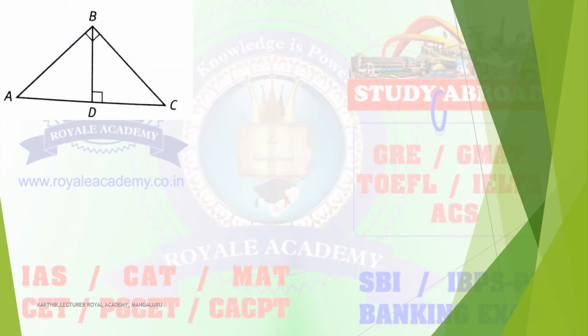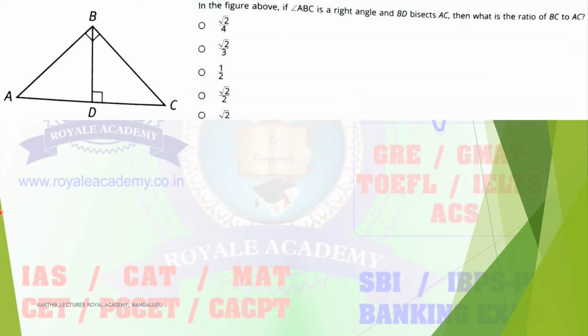Next problem. Here one triangle is given. The total of the angles of a triangle is how much? 180 degrees. In the figure above, ABC is a right angle triangle, and BD bisects AC. Then what is the ratio of BC divided by AC?